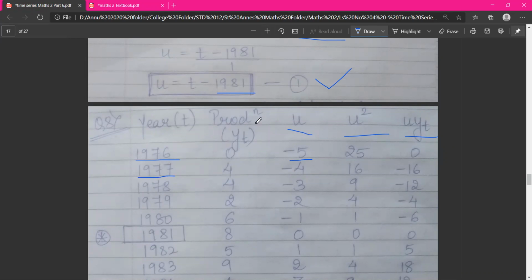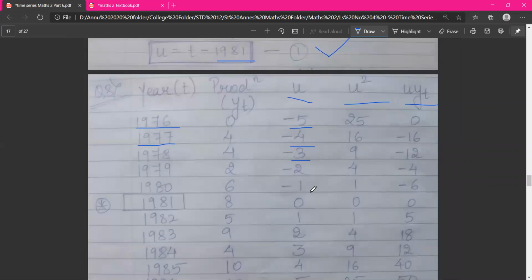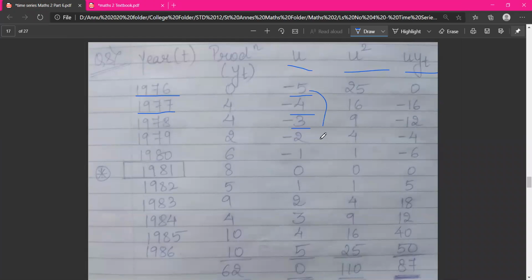1977 minus 1981, you get the answer minus 4. 1978 minus 1981, you get the answer minus 3. So in this way, you can calculate and get the value of U. Once you get the value of U, then what do you have to find out? U square, which is again one of the simplest methods.